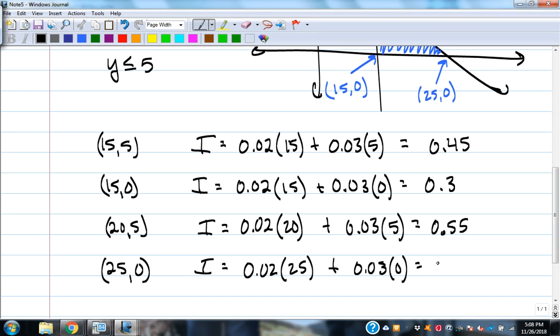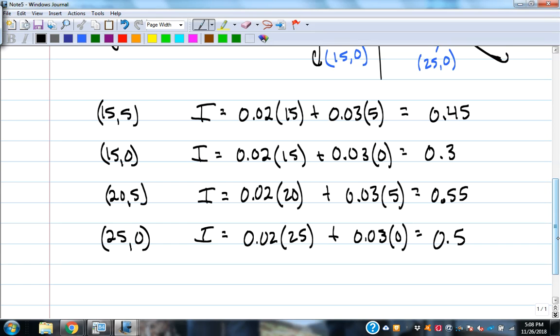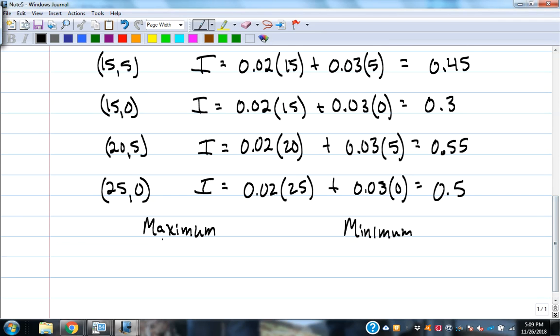You get 0.5. What it will ask you in the problem, these are in the context of word problems, is for the maximum or the minimum. Sometimes it'll ask you for both of them. The maximum for this one would be 0.55 at the ordered pair 20, 5. The minimum would be 0.3 at the ordered pair 15, 0.